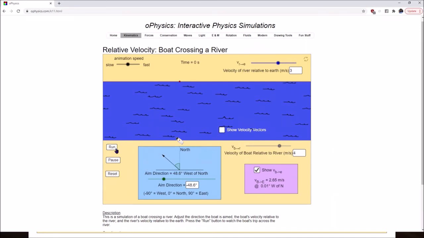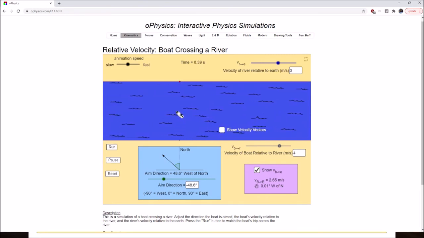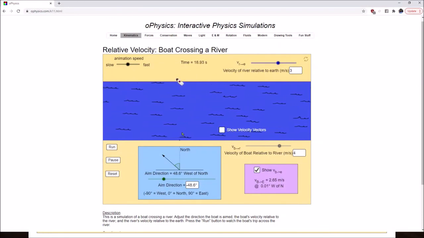So if I now run my simulation, you should see, based on the calculations I just did, the boat should go directly across the river now. Okay, and let's see if it gets there. You can see it reaches the other side like that. Okay, and that's exactly how you do that question there.